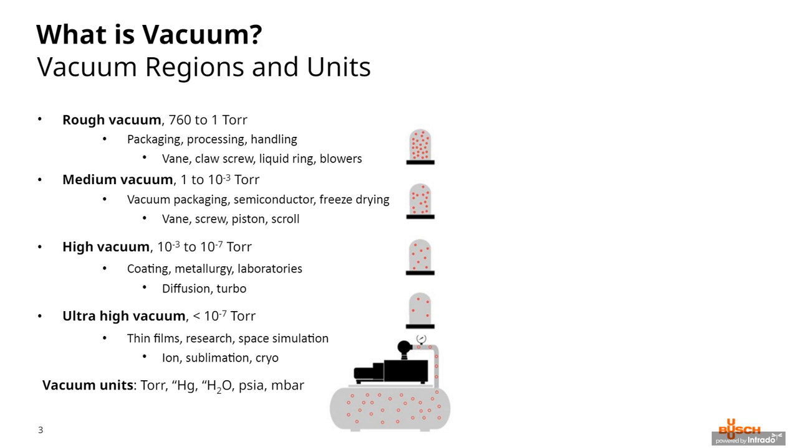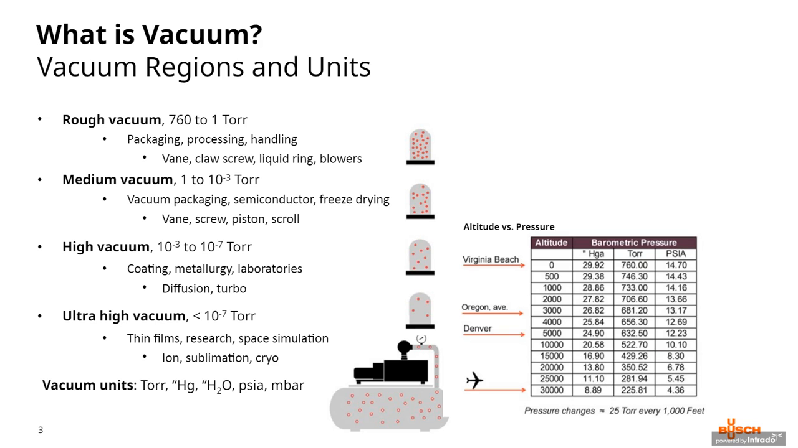And then we move into the high vacuum, which is 10 to the minus 3 to 10 to the minus 7, mainly coating, metallurgy, laboratories. And anything below 10 to the minus 7, we consider ultra-high vac, which is thin films, research. Medium to rough vacuum range is typically the pressure we operate at in pharmaceutical applications.